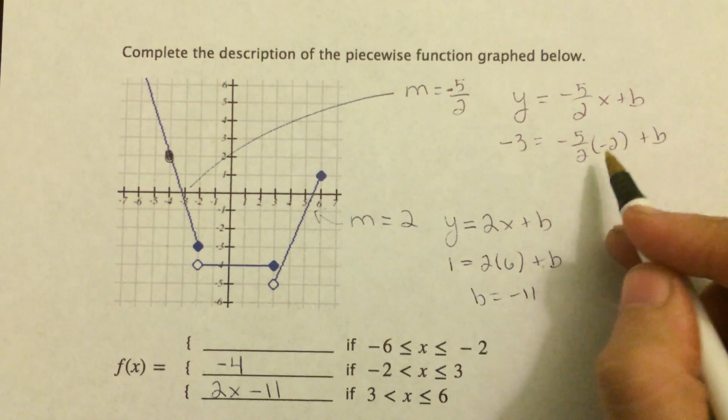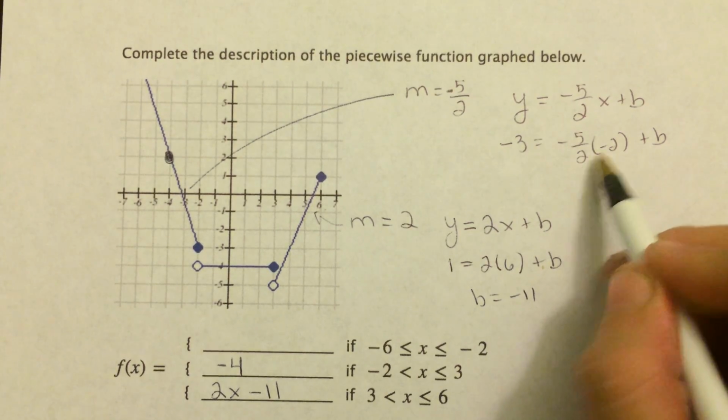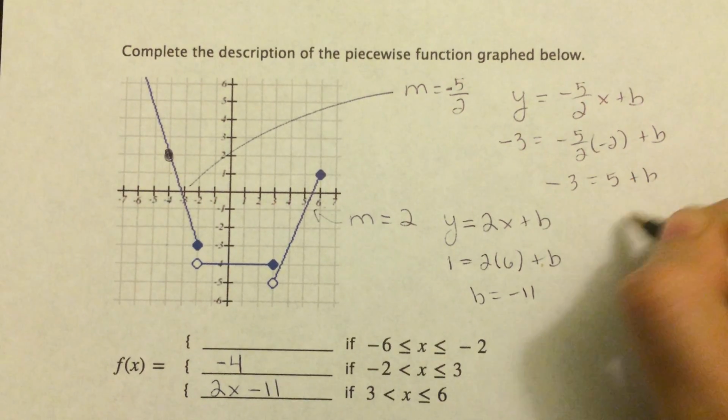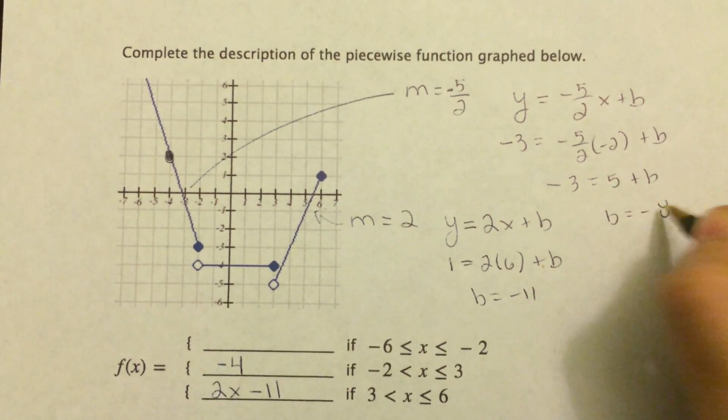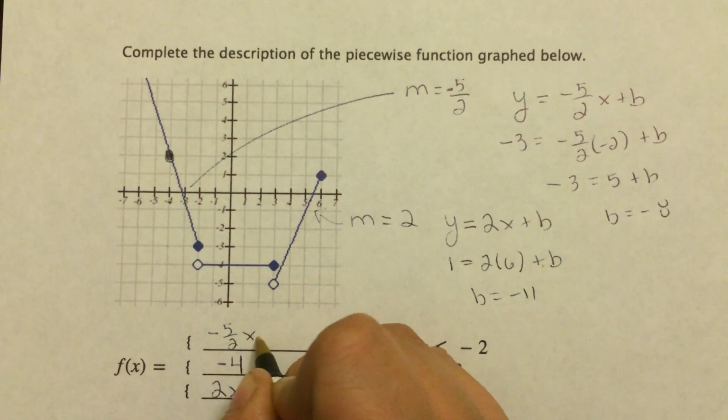And then solving for b. Okay, so that's going to be positive 5. And so b is going to be -8. So this equation is going to be -5 halves x minus 8.